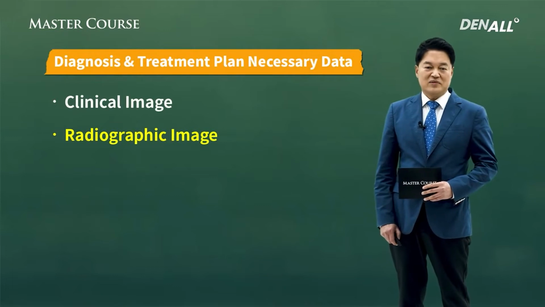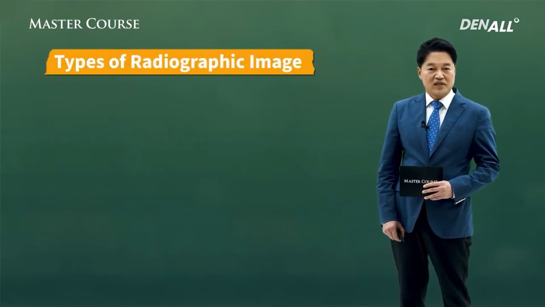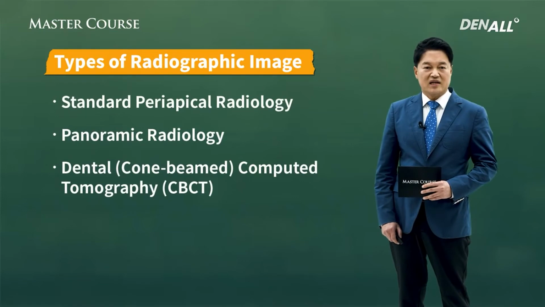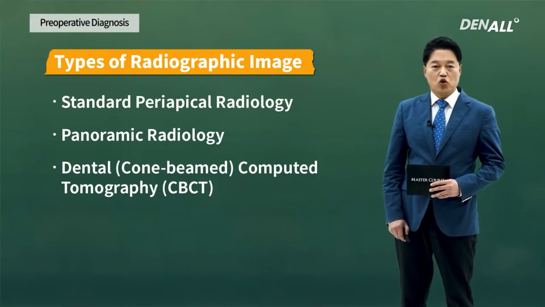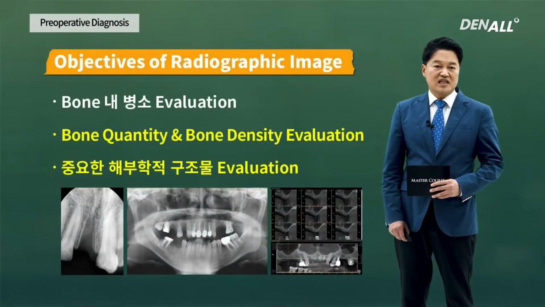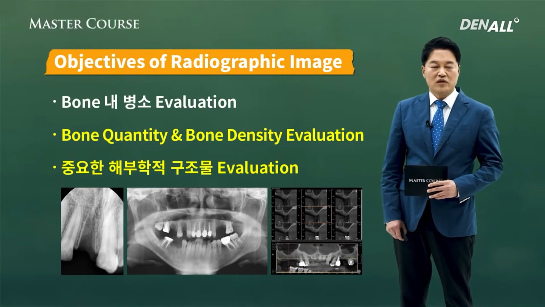Next data is radiographic image. The radiographic images used in the dental clinic are, first, standard periapical radiography, second, panoramic radiography, and third, CT. All three have pros and cons, and each has a purpose. The biggest purpose for radiographic images is to evaluate lesions within bone.